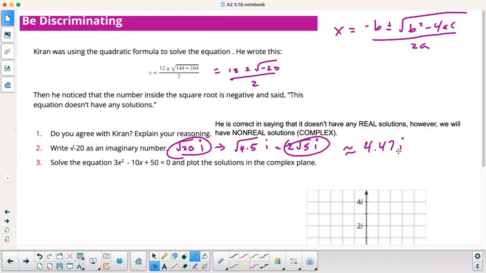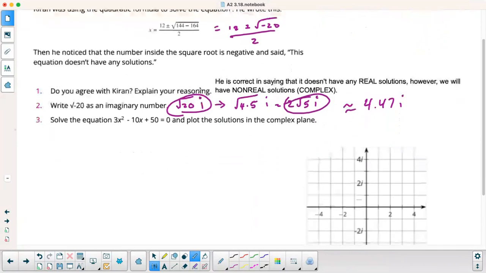And this is another answer, but this is not as good because it's rounded. This is the best. It's a simplified radical. All right, so here we go. Let's solve this one. It says plot the solutions on the complex plane. So remember, this is your I-axis, your BI axis, and this is your A axis. Real, imaginary. Okay, so I'm going to use quadratic formula here because it's in standard form.